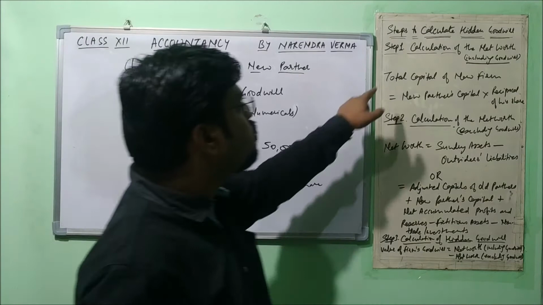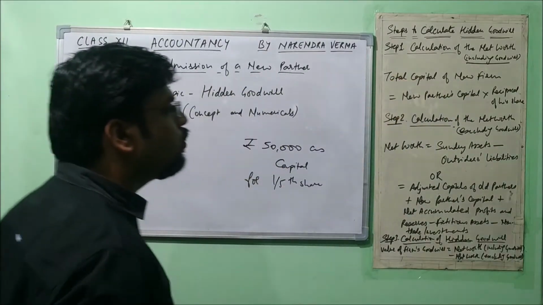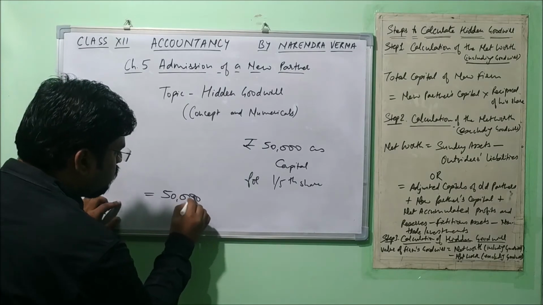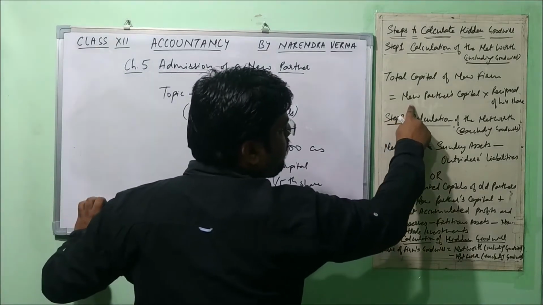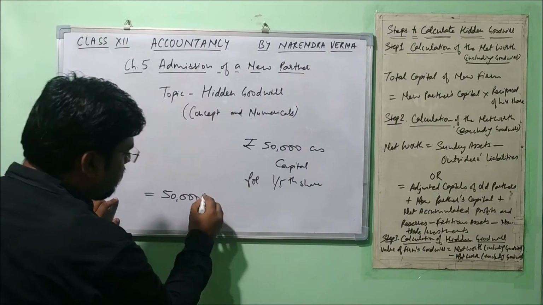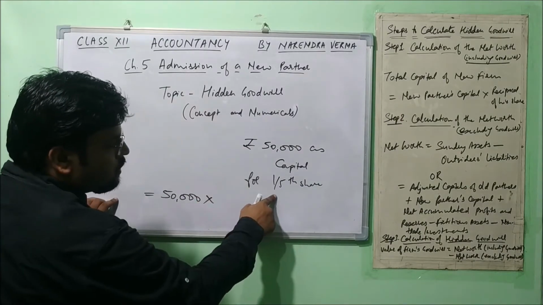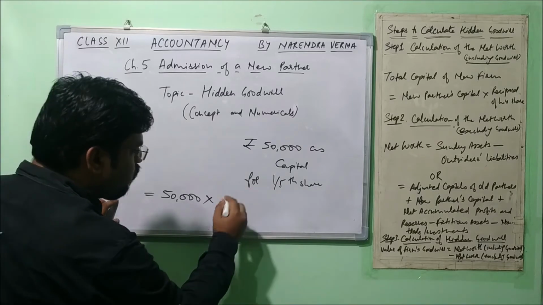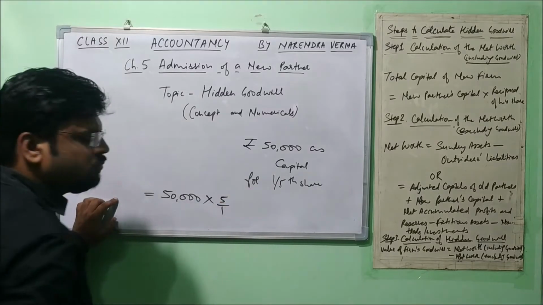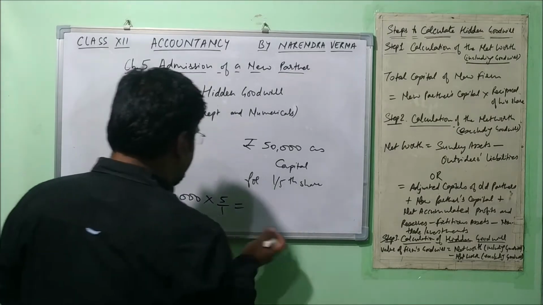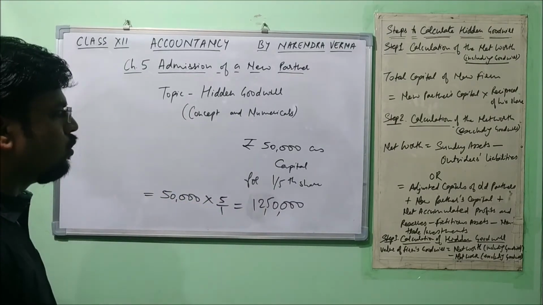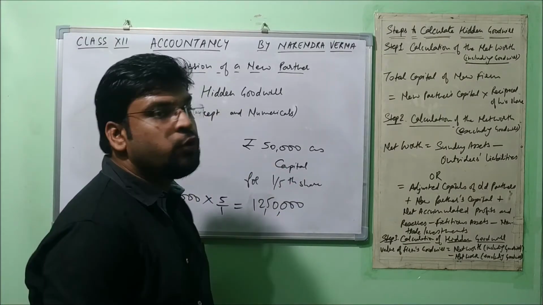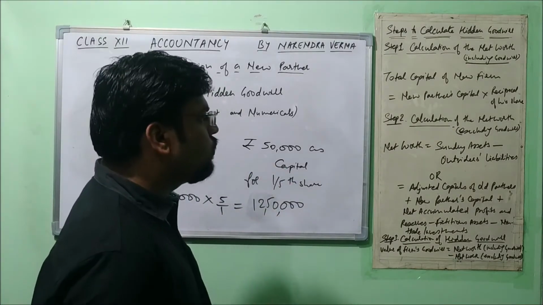Now how will this total capital of the new firm be calculated on this basis? I'll just show you. We'll just put the values in the formula. New partner's capital, that is 50,000, multiplied by the reciprocal of his share. Reciprocal means just opposite. So here it is 1/5, we will write down 5/1. Nothing more we have to do. Then just multiply it. 2,50,000. So this 2,50,000 will be the total capital of the new firm. Understood? Okay, now what do we have to do?